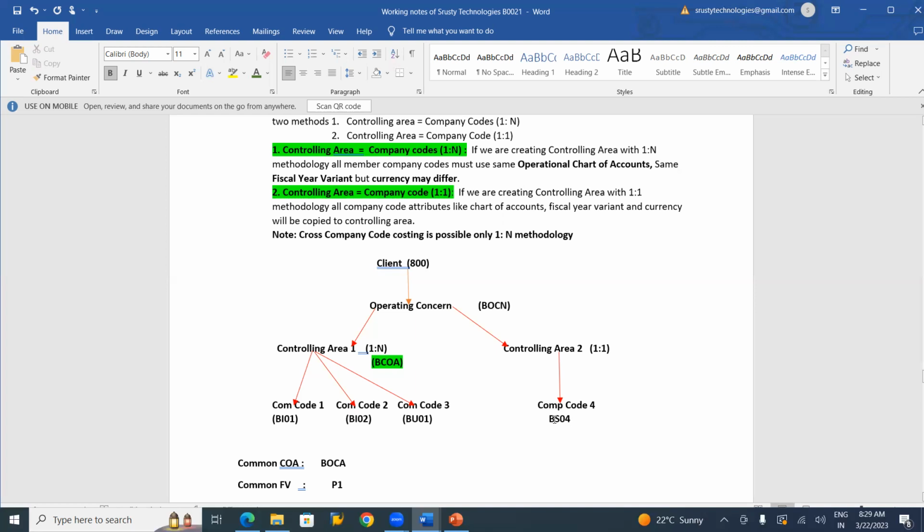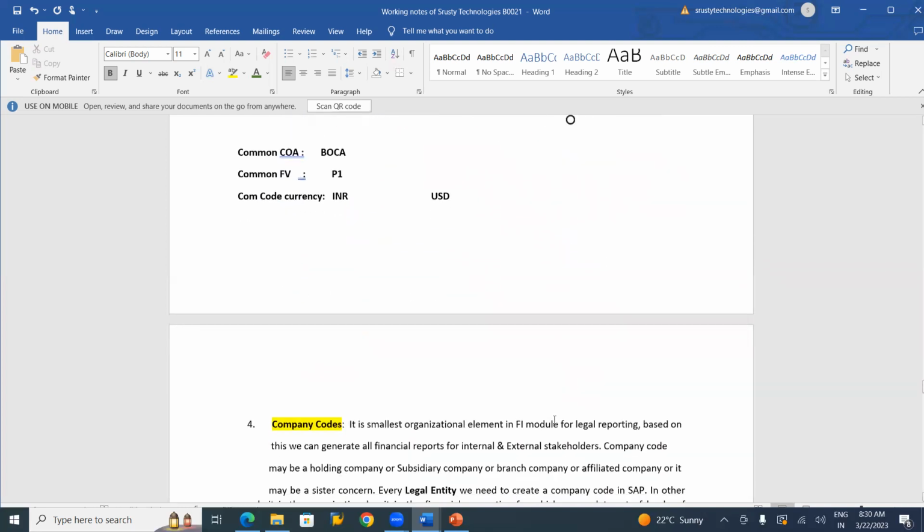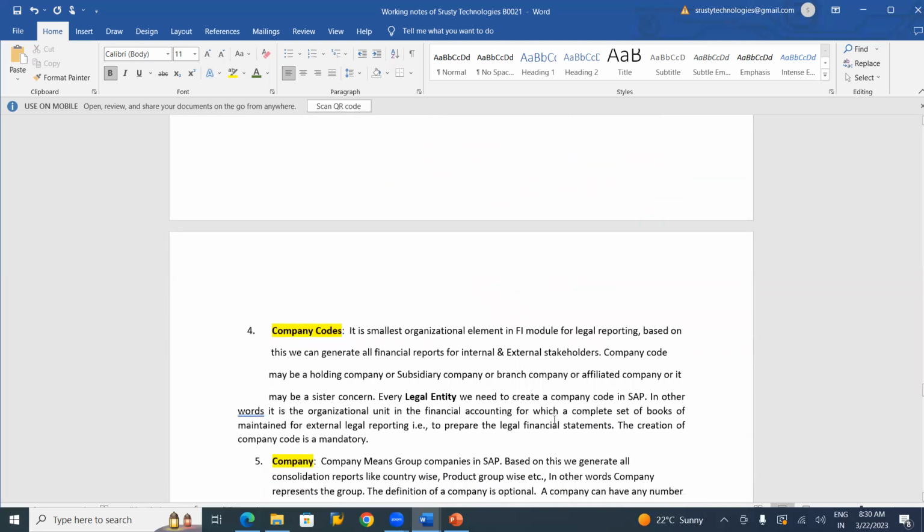Clear? Any questions? So Naveen, when we are creating a different controlling area for the 1:1 ratio, but consolidation we can do at one level, right? We can do it. Okay. Yeah, that I'll show you again. Any other questions?